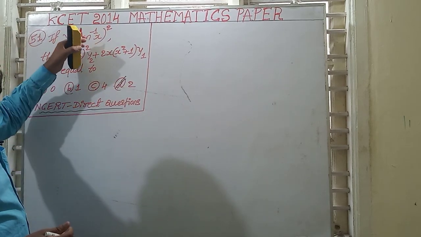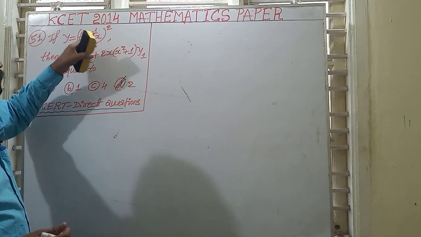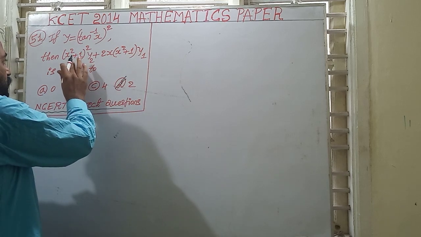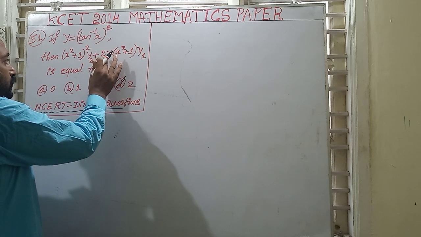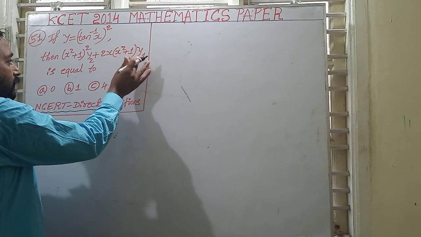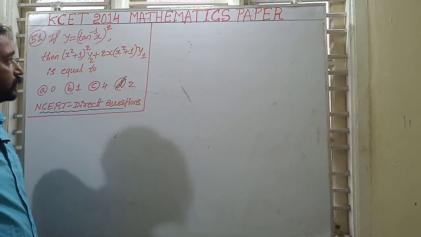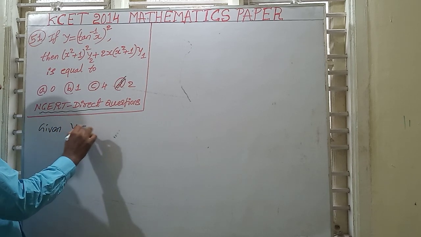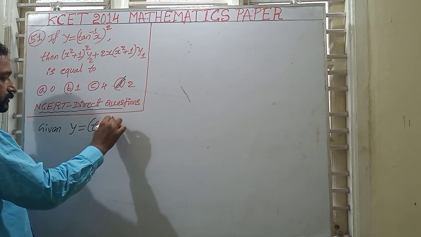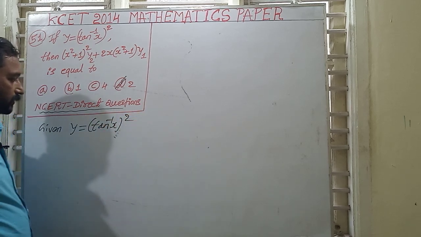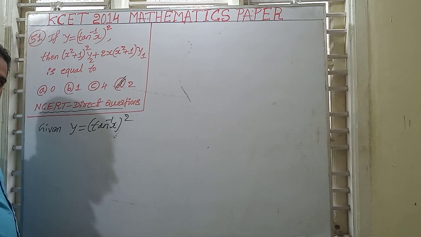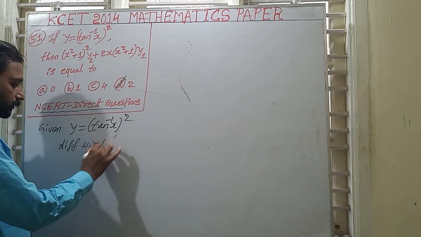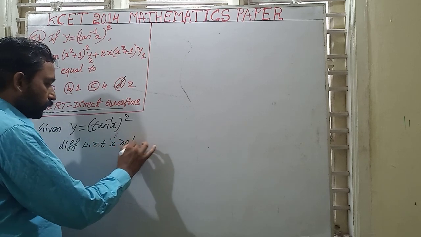Let us take the given data first: y is equal to (tan inverse x) whole square. We have to find the value of (x square plus 1) whole square into y2 plus 2x into (x square plus 1) y1. First we take the given data, y is equal to (tan inverse x) whole square. Now differentiate with respect to x on both sides.